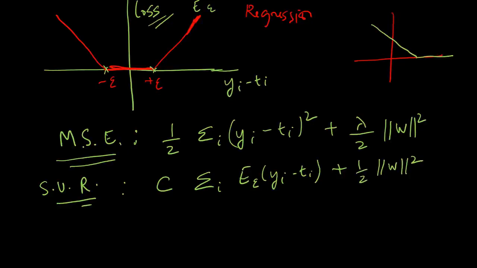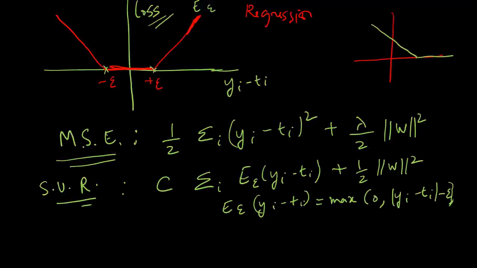Okay. So these are two different ways. The first one is not for support vector. The second one is for support vector regression. The first one is for regular linear regression that is solved using mean square error. Right. So here this E epsilon is nothing but the red curve that is drawn above. So here your E epsilon of yi minus ti is equal to max of 0 comma mod of yi minus ti minus epsilon.